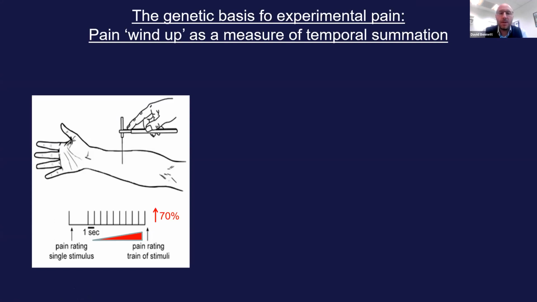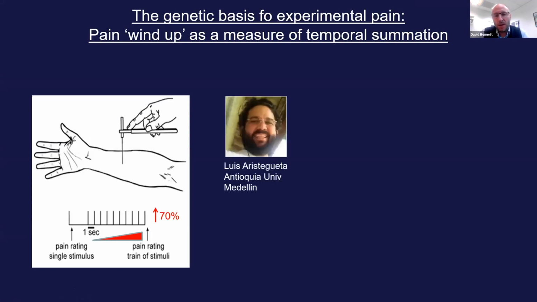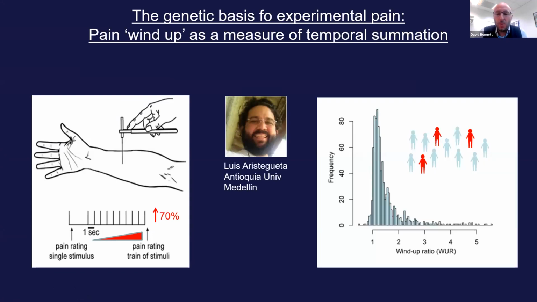And Louis, who is a dentist in Colombia, did the heroic job of recruiting, well, actually, he's just under 2,000 participants now with this experimental pain model. If I show you the data, this is what the wind-up looks like. This is a wind-up ratio, and essentially it's a ratio of the pain perception at the end of the train of stimuli versus the beginning. So anything over 1 indicates wind-up, and you can see that most people do wind up, and that there's great variation. Some people show very little wind-up, but some people show a large degree of wind-up. So like any phenotypic trait in the population, there is variation, and that means that we can then try and understand the genetic basis of that.